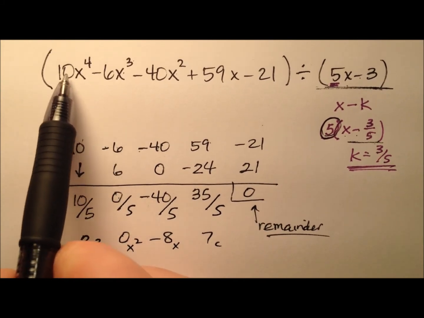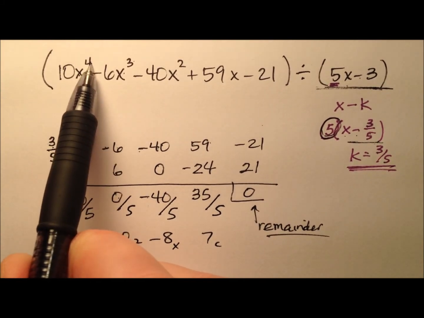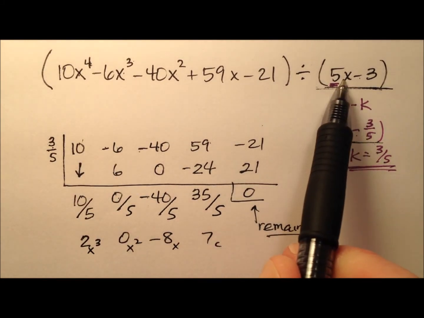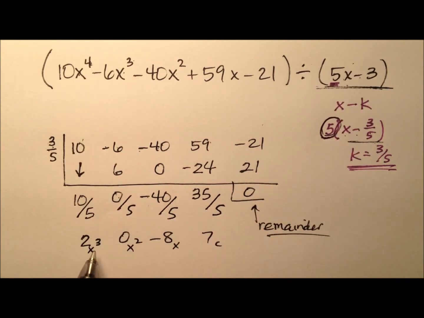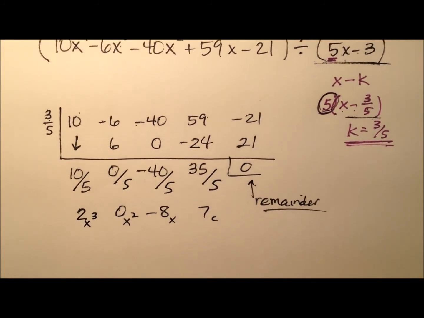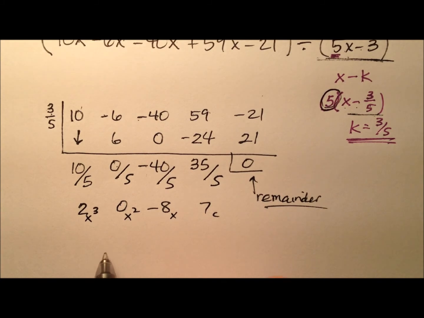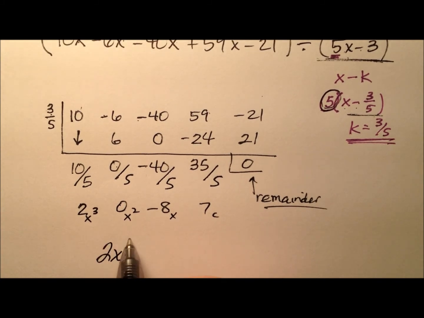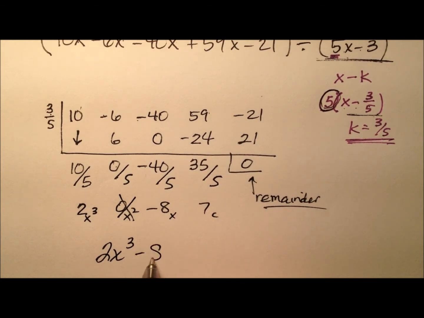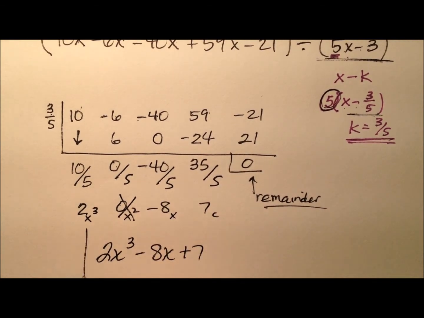And going back up here, I have x to the 4th as my leading term, and I'm dividing that by a linear binomial. So 4 minus 1 is 3, and I knew that was going to be that way. So let's write my quotient now. I have 2x cubed. I don't have a quadratic term because that's 0. Minus 8x plus 7. And there's my quotient.